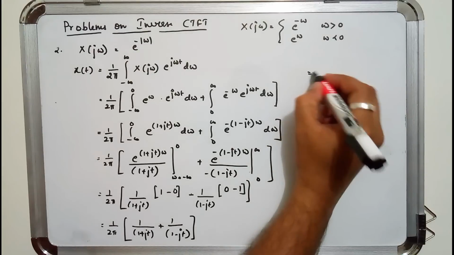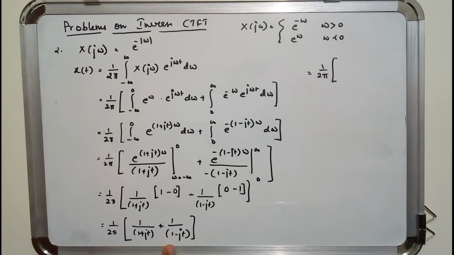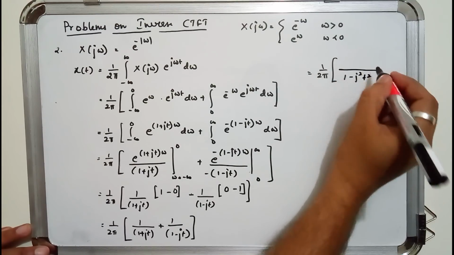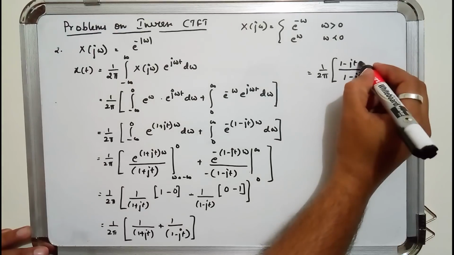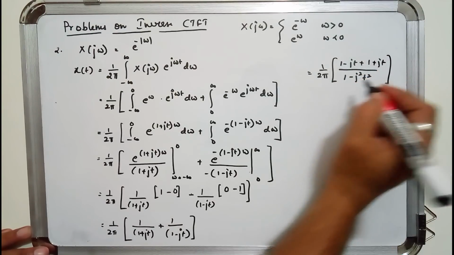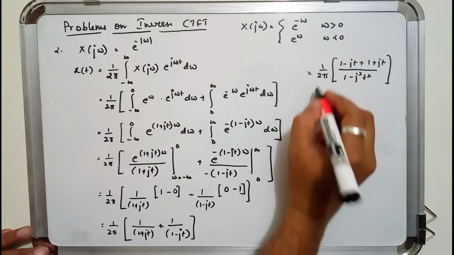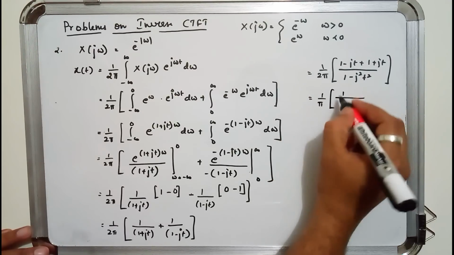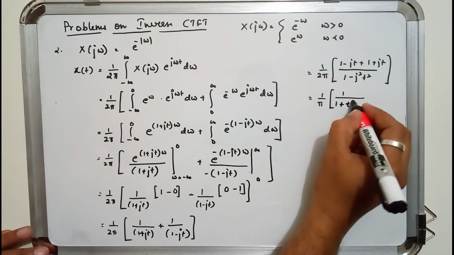If I take the common denominator, it is 1/2π into (1+jt)(1-jt), which is (a+b)(a-b) = a² - b², so 1 - j²t². In the numerator you have 1 - jt, because this term will come first, plus 1 + jt. So these cancel, you get 2, and that 2 gets cancelled by the 2 in the denominator. So I will be getting 1/π into 1 divided by 1 - j², and j² is minus 1, so I will be getting 1 + t².